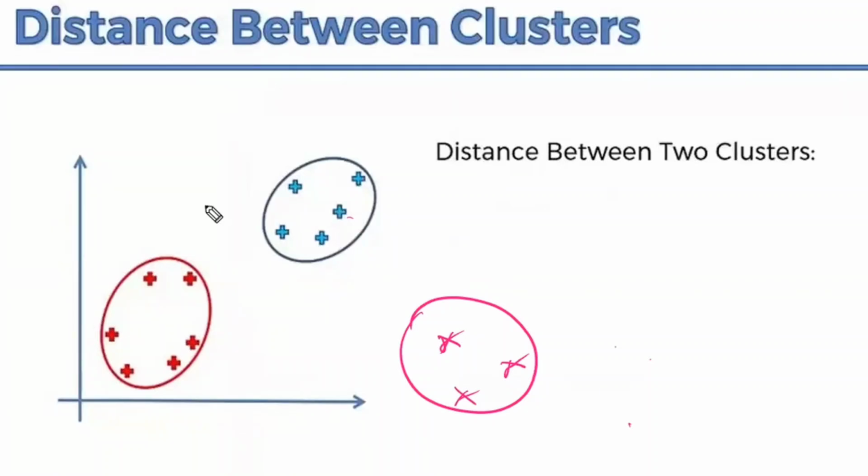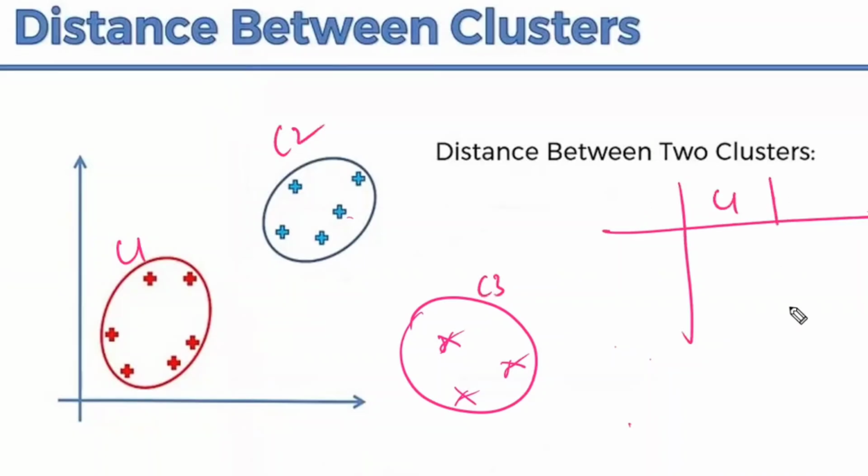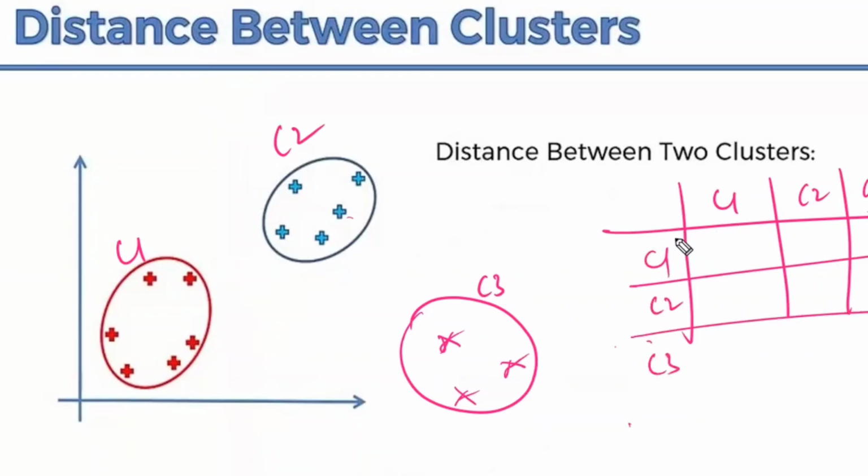So first, this is cluster 1, cluster 2, cluster 3. You have to calculate the distance between cluster 1 versus cluster 1, which is 0, then cluster 1 versus cluster 2. How do you calculate the distance between two clusters? By using any one of the options. For example, I'm using the centroid option. So first I calculate the centroid of each cluster.